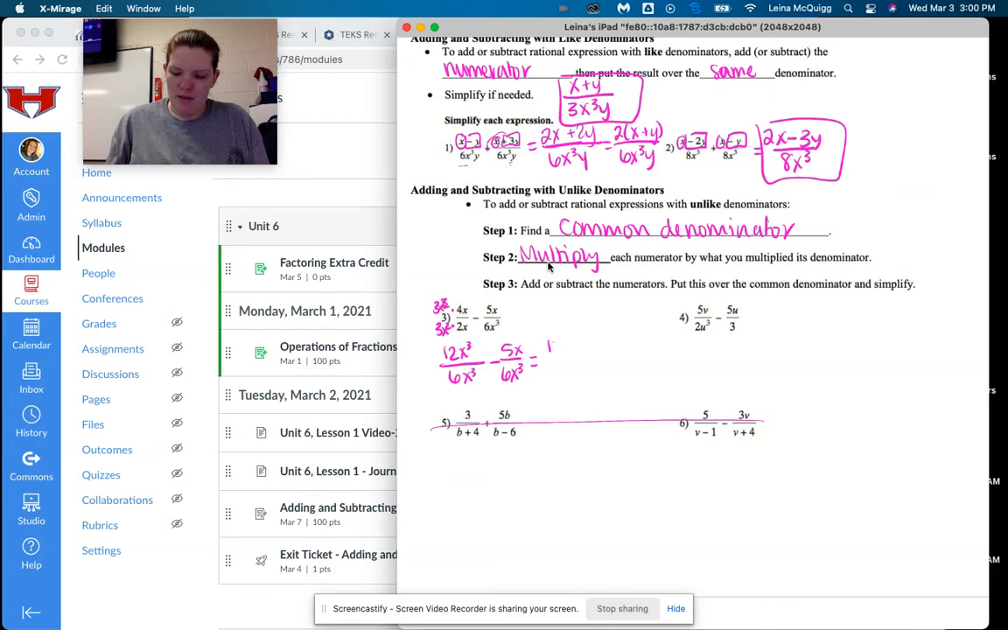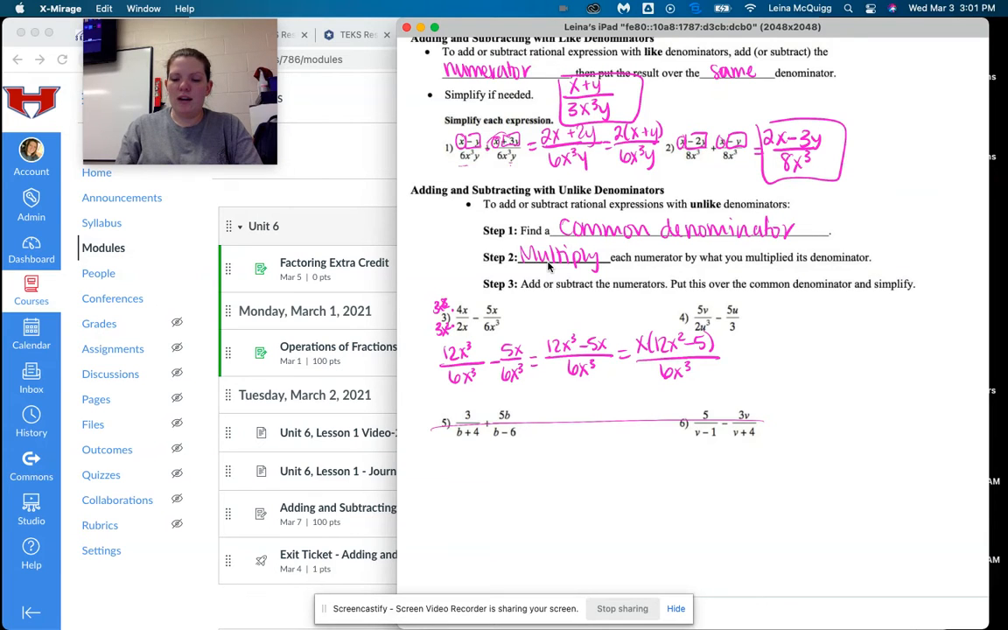So now I have 12x cubed minus 5x. Remember, these have to have the same variable and the same exponent. These exponents are not the same, so I can't combine them. And 6x cubed in the denominator. I do have a GCF of x in the numerator, so I'm going to go ahead and factor that out. That leaves me with 12x squared minus 5 all over 6x cubed.